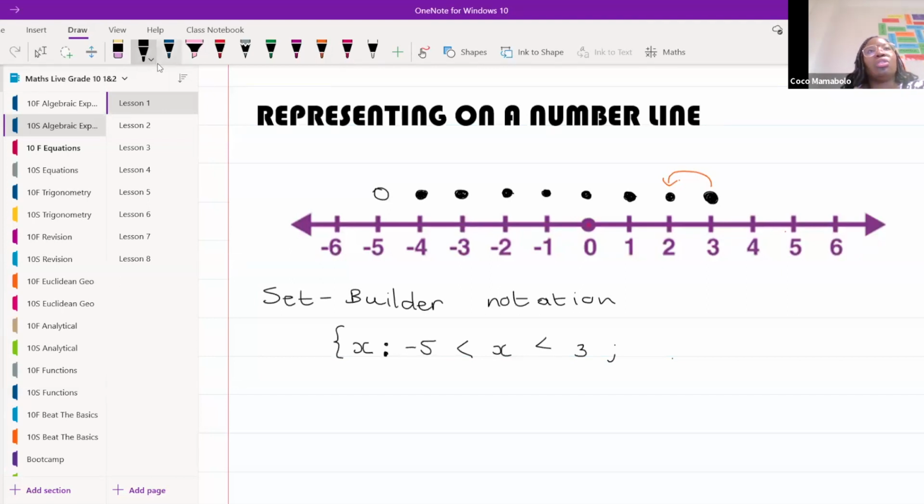But do I need to add the equal to sign? Yes or no? Should I add the equal to sign? Abu says yes. Anybody else? What do we think? Princess says yes. Omi says yes. Why do I need to add the equal to sign? Okay. Oh, Mr. Khan, you are very, very good at this. Well done. It's because at 3, there is a closed dot.